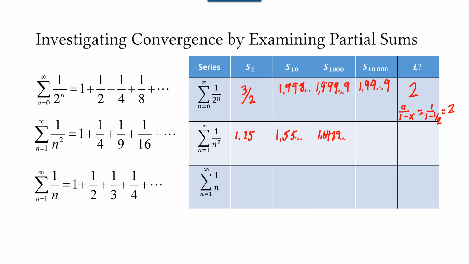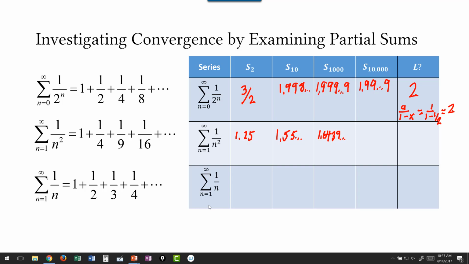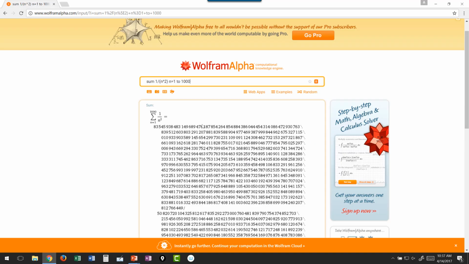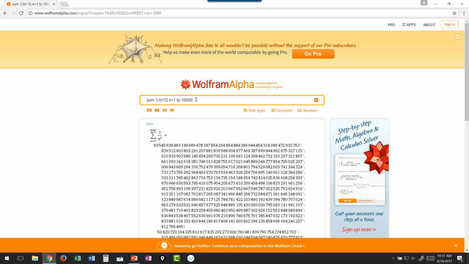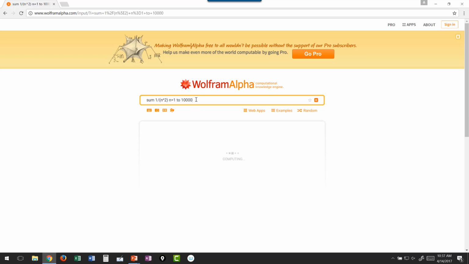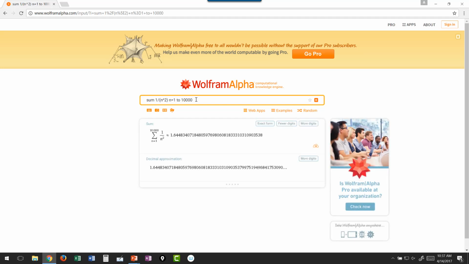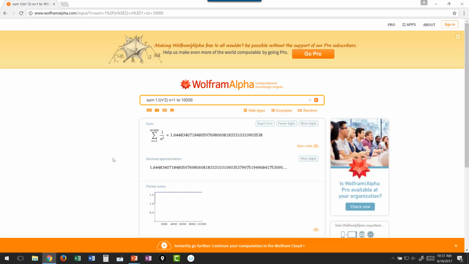And let's do one more. What happens if we add all of the terms, 1 over 1, 1 over 2 squared, 1 over 3 squared, 1 over 4 squared, all the way out to 1 over 10,000 squared? The decimal version is 1.64483.